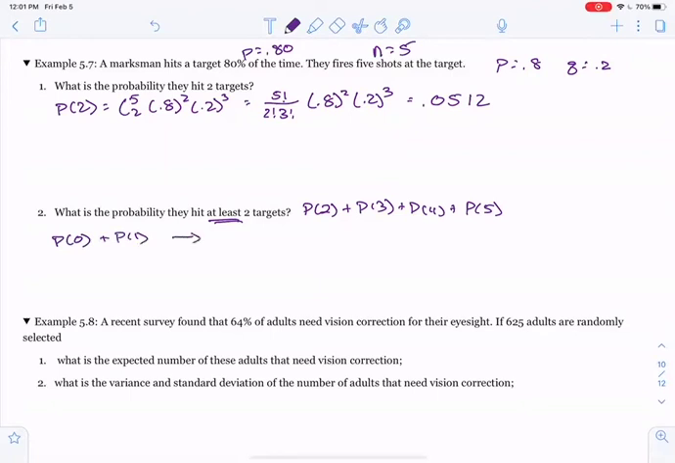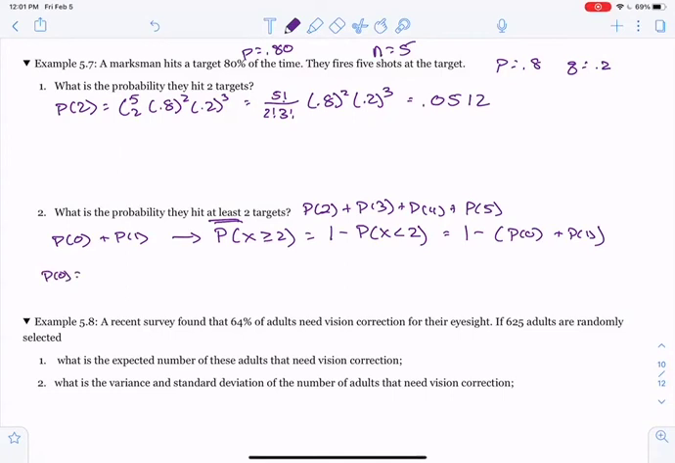And so what we can do is think about the probability that we get at least 2 targets to be 1 minus the probability that we get less than 2 targets. And again, that's going to be 1 minus P of 0 plus P of 1. So that's what we're going to compute. We're going to compute P of 0 and P of 1. P of 0 then is going to be 5 choose 0, 0.8 to the 0th, 0.2 to the 5th. And P of 1 is going to be 5 choose 1, 0.8 to the 1st, 0.2 to the 4th.